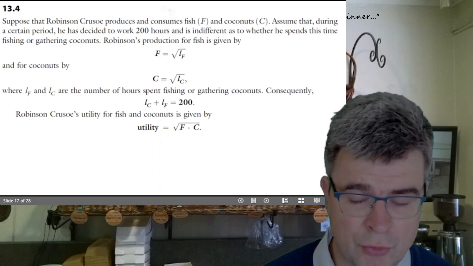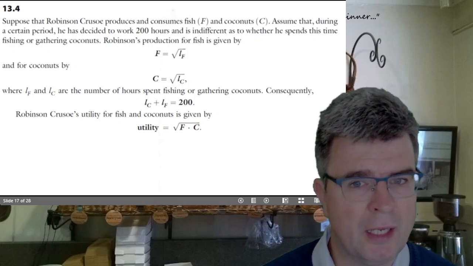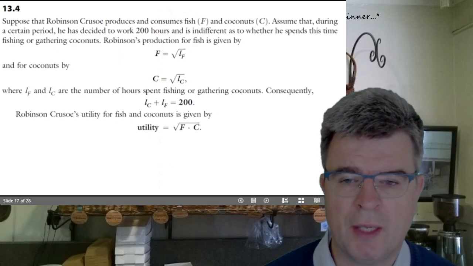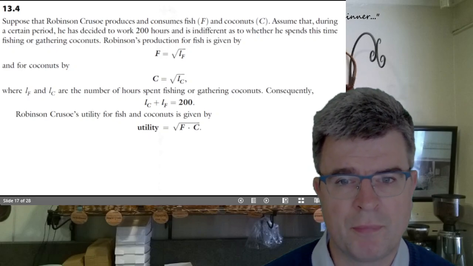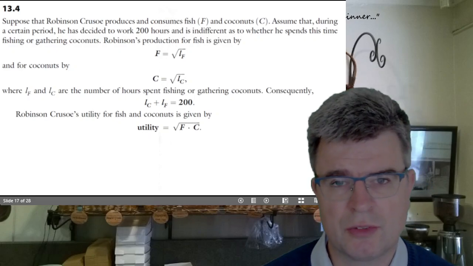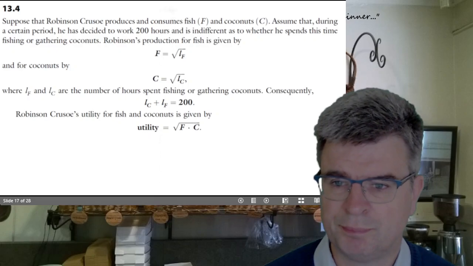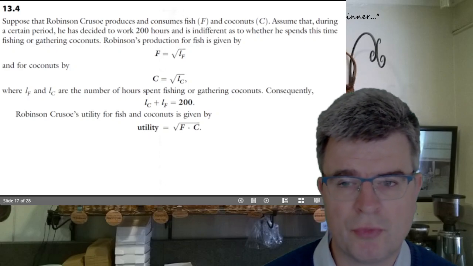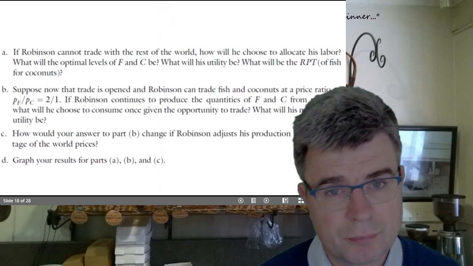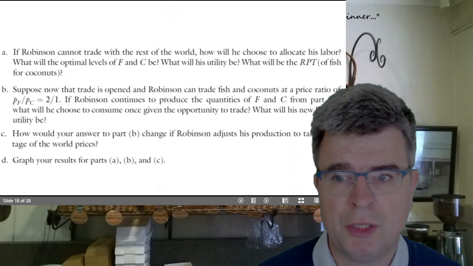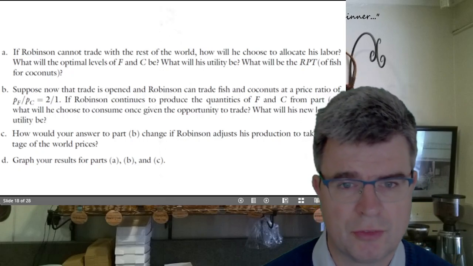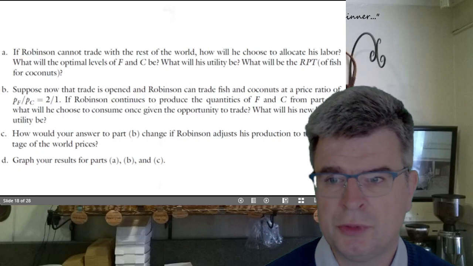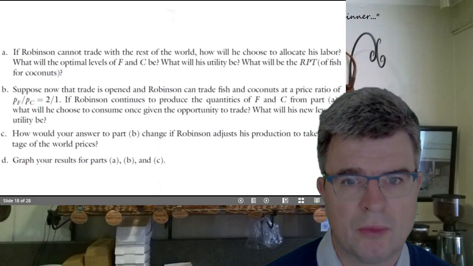And his utility from consuming fish and coconuts is a very standard Cobb-Douglas function. So he likes to have both some fish and some coconuts to consume. And then the question asks a couple of things. So first, in question A, we have a situation where Robinson cannot trade with the rest of the world. How will he then allocate his labor? What will he produce? And what will he then consume?